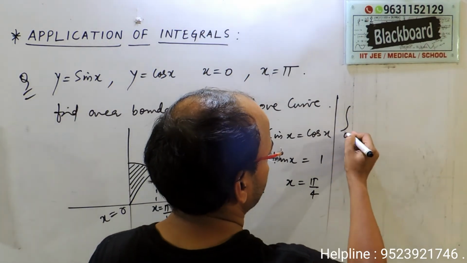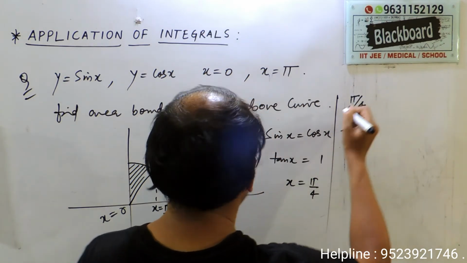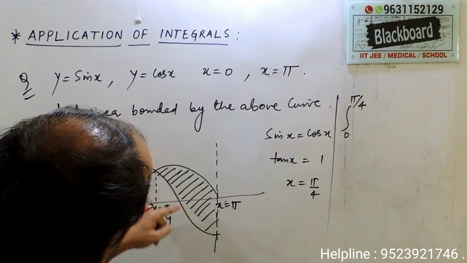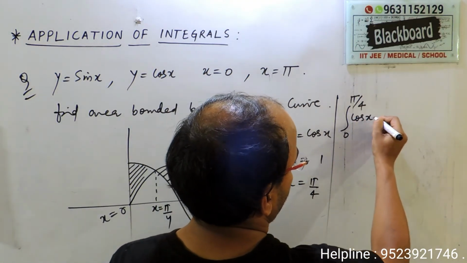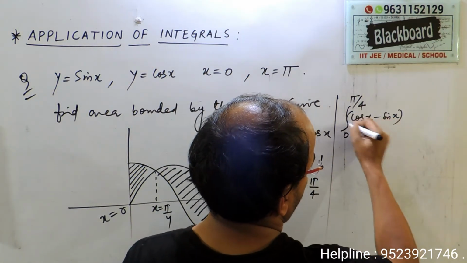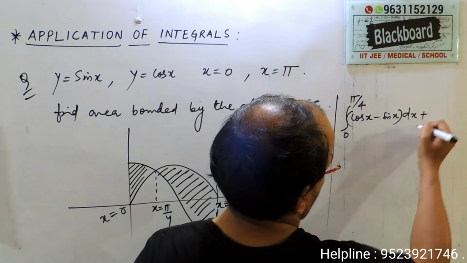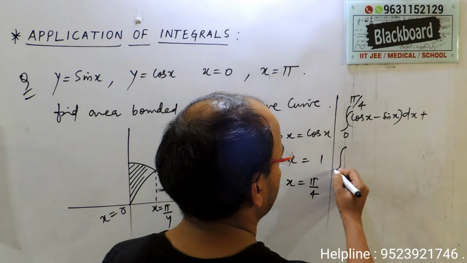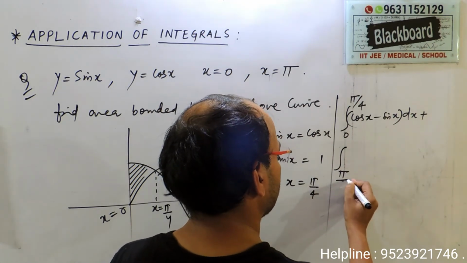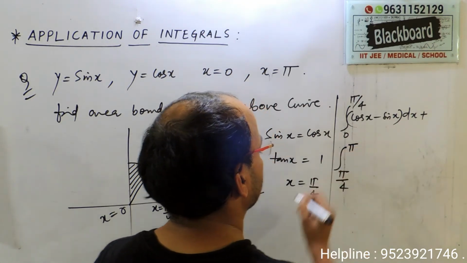0 to pi by 4. ये देखिए ऊपर का ग्राफ जो है वो है cos x, नीचे वाला जो है sin x. That means you can write integral of cos x minus sin x dx, प्लस ऐड करेंगे फिर इसको पाई बाई 4 टू पाई.